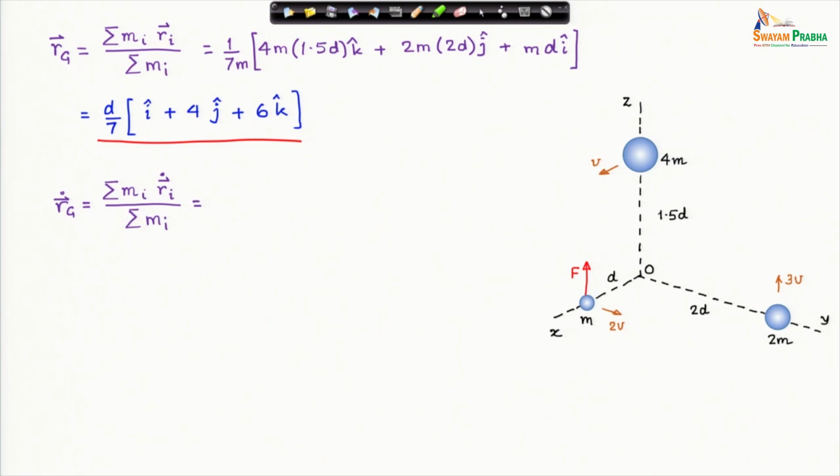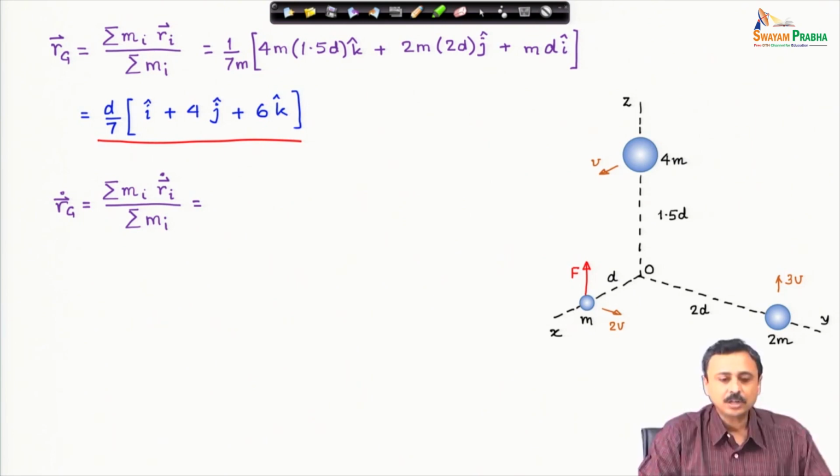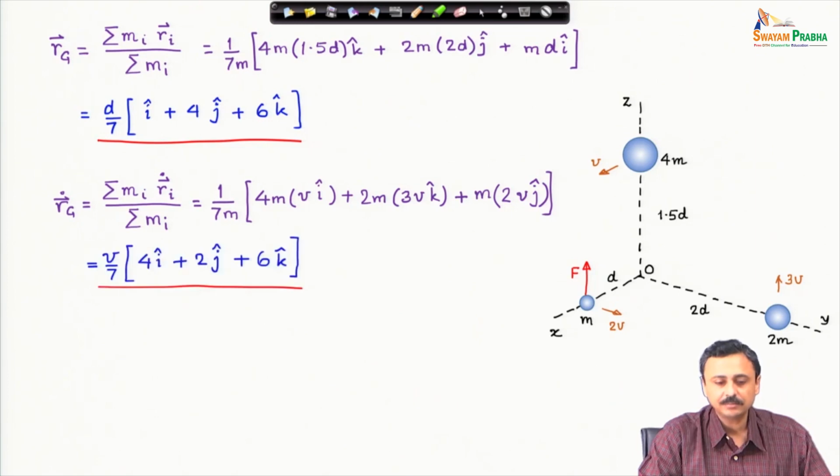Then we find out the velocity of the center of mass. We just differentiate this position vector of the center of mass with respect to time. R_i dots are basically the velocities of the particles. So, R_i dot is the velocity of the ith particle, and these are all specified. We will just express them as vector quantities and plug into the expression of Rg dot, and we obtain the velocity of the center of mass.